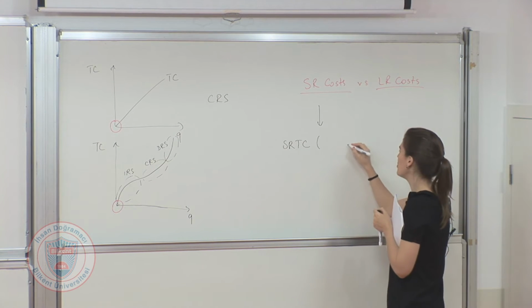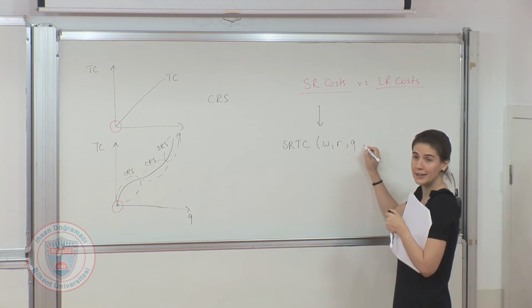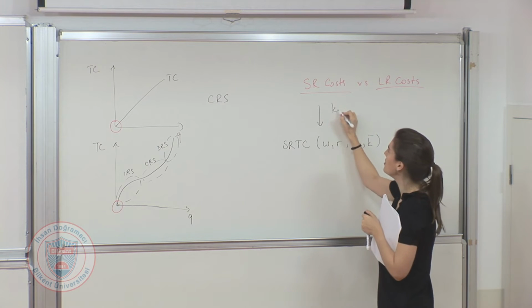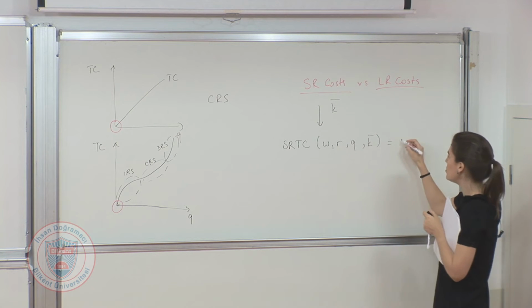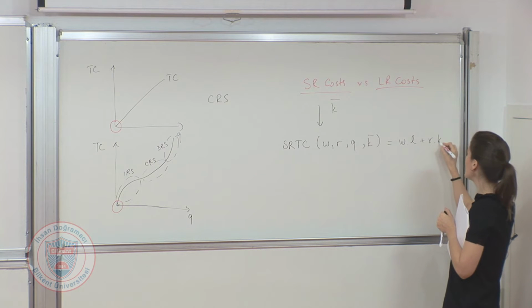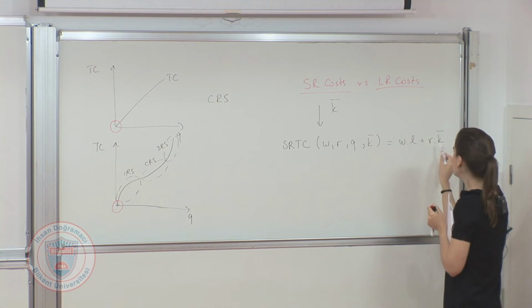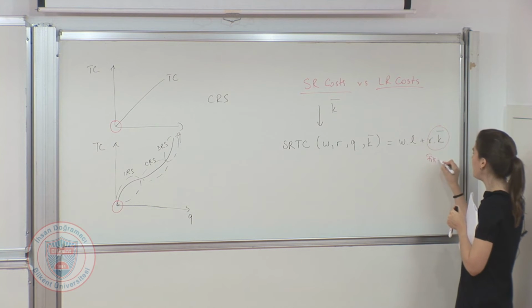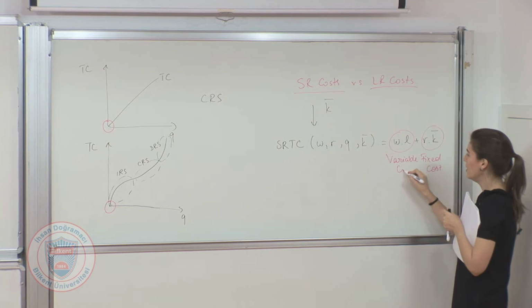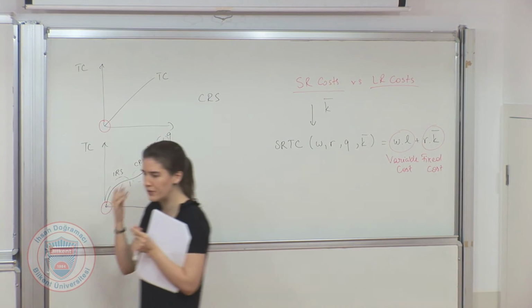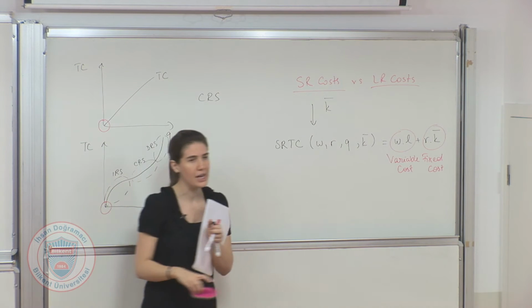It's going to be a function of Q, W, R, and fixed capital, right? If you assume that capital is fixed, then the short run total cost is basically wage times L plus R times K, but this time K is fixed, right? And we call this the fixed cost, and this one the variable cost. Short run variable cost or short run fixed cost, but fixed cost is a short run phenomenon, okay?